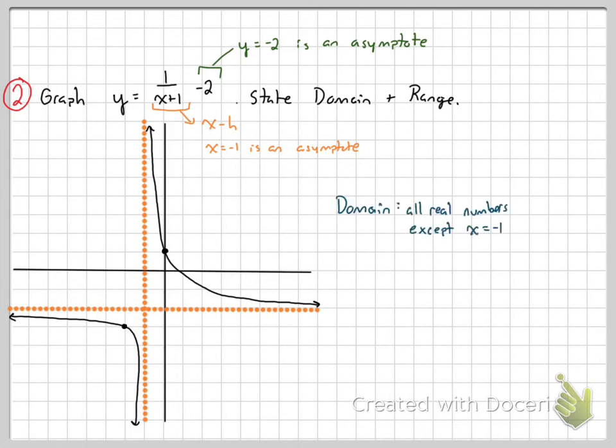The domain here would be all real numbers except for x equals negative 1, because I'm never going to cross that line. And my range would be all real numbers except for y equals negative 2, because I'm never going to have a coordinate for y equals negative 2 either.